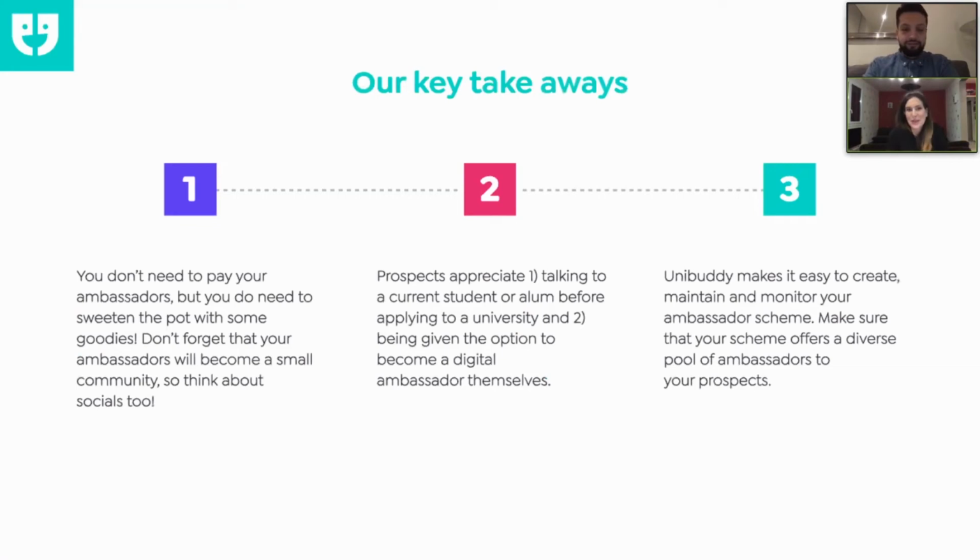Raman, do you want to give us a bit of a key takeaway? Yeah, definitely. Very, very happy to. I think the most important thing when you're setting up an ambassador scheme is to first of all select a smaller number of initial students that you are confident will represent your institution well, but who are also diverse enough to attract a large pool of prospective students. This can include things like gender, country, what courses they are interested in, what societies they're part of, etc.